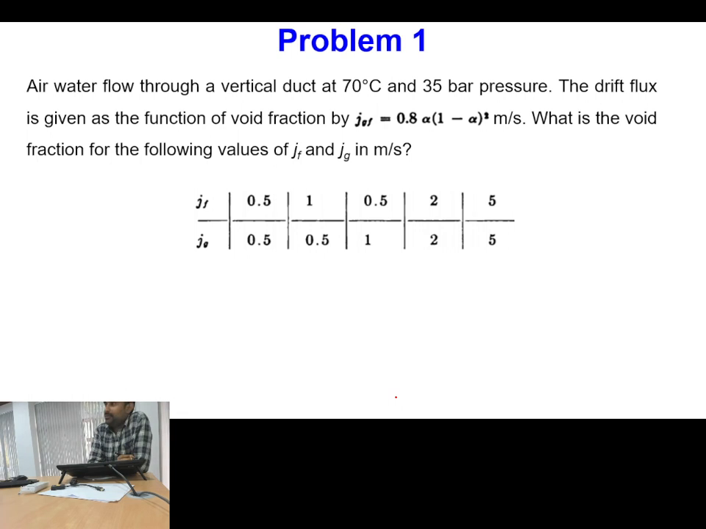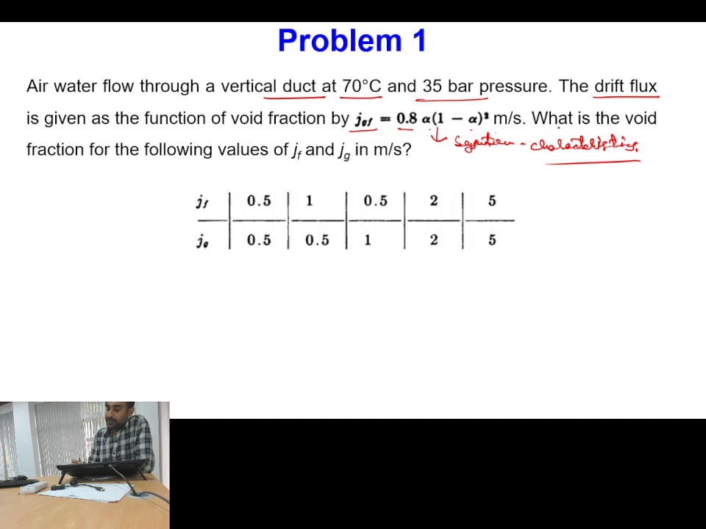So we have a problem where water is flowing through a vertical duct at 70 degrees Celsius and 35 bar pressure. The drift flux is given as a function of void fraction, J_GF, where G is gas and F is liquid, equal to 0.8 into alpha into (1 minus alpha) squared in meters per second. So this equation is given, it means the system characteristic is already given. What we need to do is determine the void fraction for the following values of JF and JG.